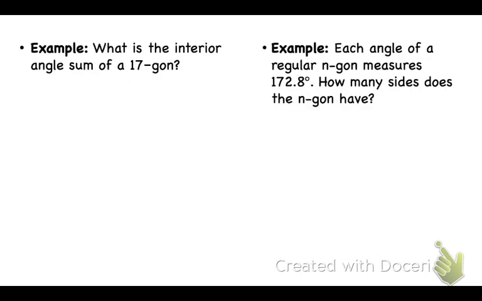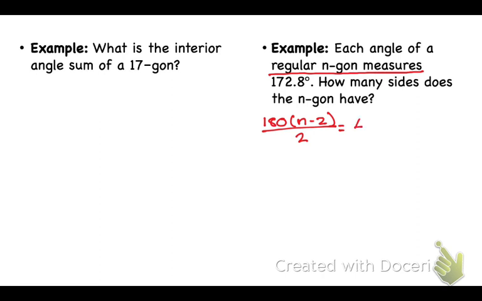Okay, each angle of a regular nonagon measures 172.8 degrees. How many sides does the n-gon have? So what formula do you have that is using a regular n-gon? 180 degrees times (n minus 2) over n. We have 180 times (n minus 2) over n equals the measure of one angle, yes?